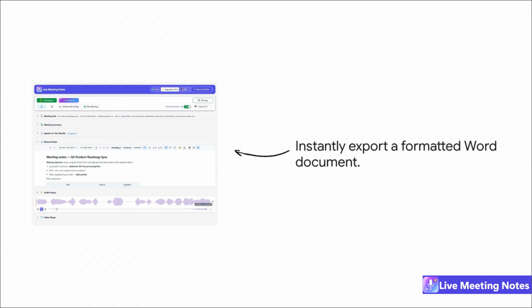Finally, when the meeting wraps up, you don't have to worry about copying and pasting a thing. You just press save. The app instantly exports a fully formatted Word document containing the meeting details, your summary, the action items, and your own manual notes. It's ready to be forwarded to your team immediately, without you retyping a single word.